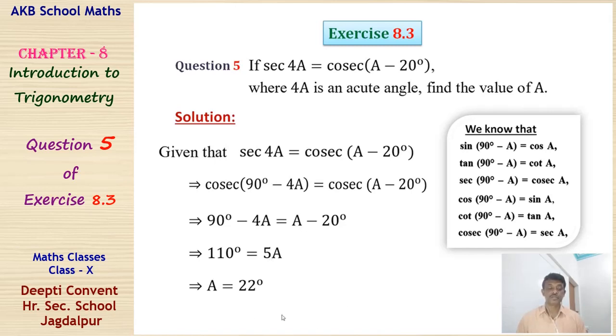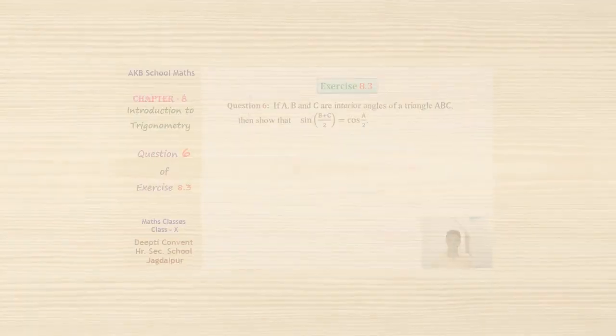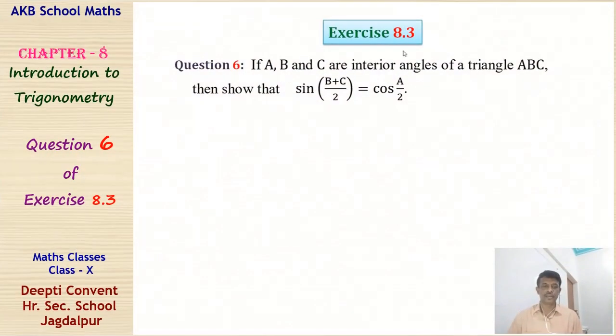So remember this table, ratios of complementary angles of angle A, and use this for solving all the questions. That was the solution of question 5. Okay, question 6 of exercise 8.3.